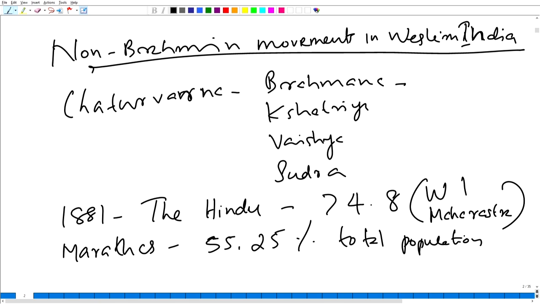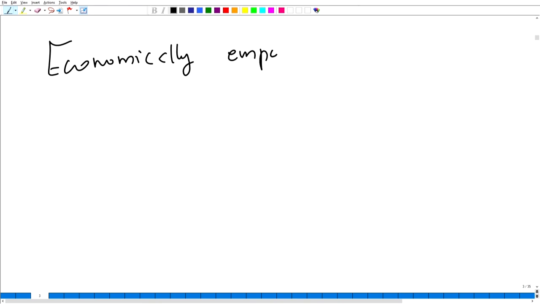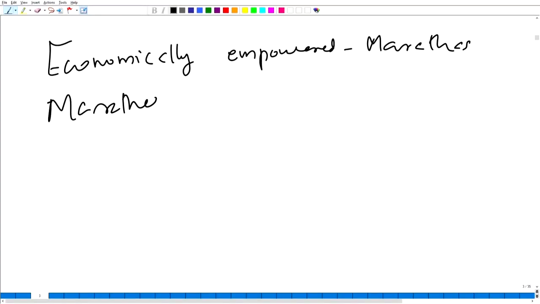and they were rich peasants engaged in agricultural practices. Since they were the main community engaged in production, they got economically empowered. The Marathas got economically empowered because of their agricultural productivity, and they owned lands. However, in society, they were given only low status, even though they were the main producing class and economically empowered. The Brahmins enjoyed first position in Maratha society.